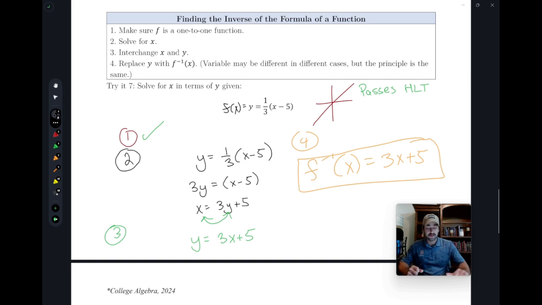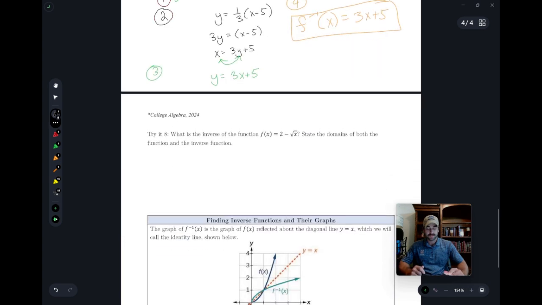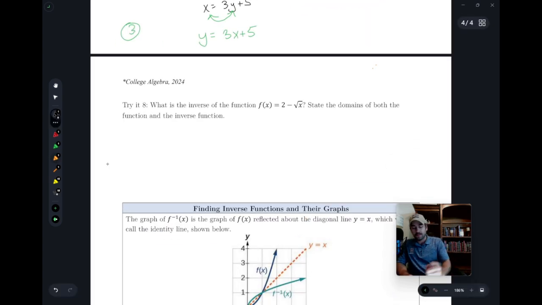Now that's the steps to finding an inverse. It does get a little tougher than that, but the steps never change. The algebra might get a little tougher, but the steps are never going to change. For Try It 8, what we're going to do is find the inverse of a function and find the domain and the range, which is going to involve a little bit of thinking in the domain and range section.